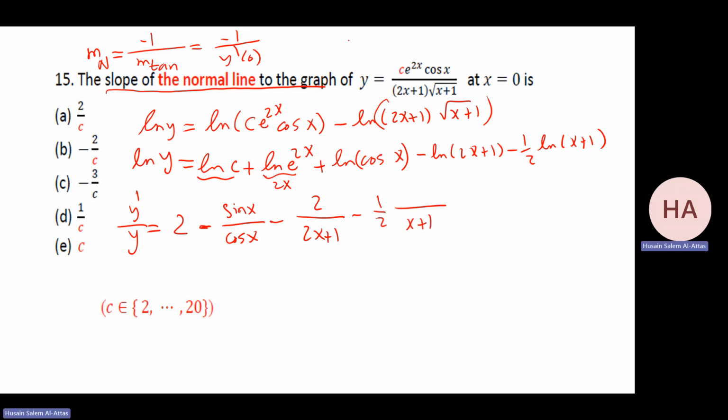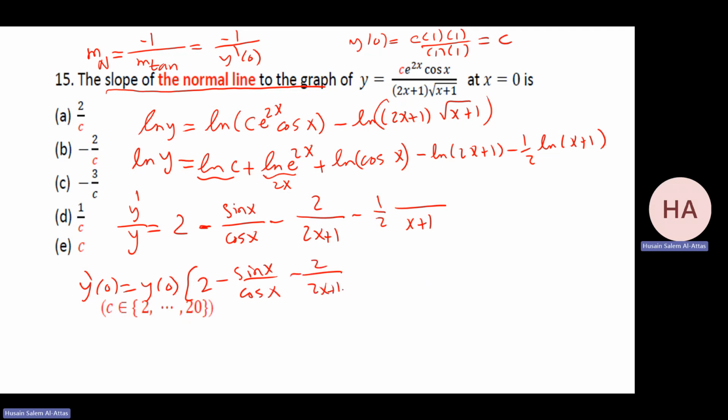Now, y at 0 will be c times 1 over 1 times 1, which is c. So y prime at 0 will be y at 0 times this: 2 minus sine x over cosine x minus 2 over 2x plus 1 minus 1 over 2x plus 1.